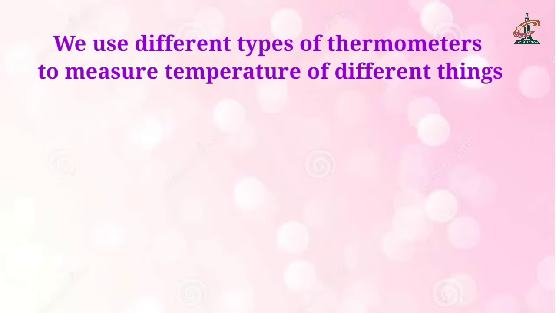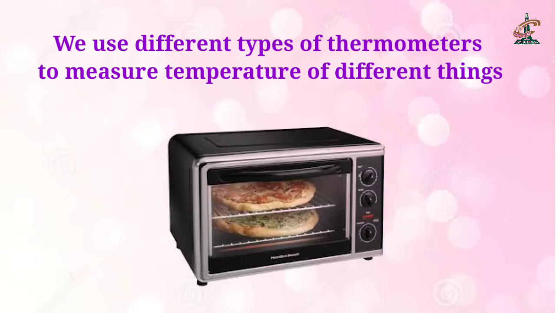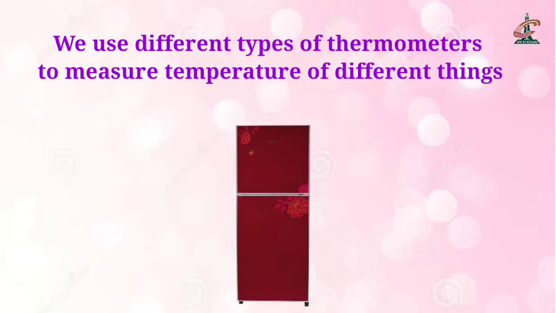Beta, as you know, we use different types of thermometer to measure temperature of different things or objects. Okay? For example, you can see the types of thermometer which are used for different purposes. You can see oven, okay? You can see fridge. These have different types of thermometers which are used to measure the temperature.